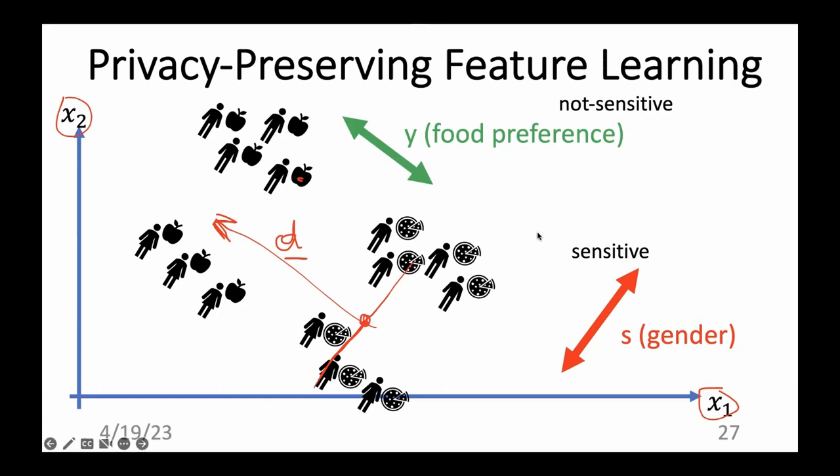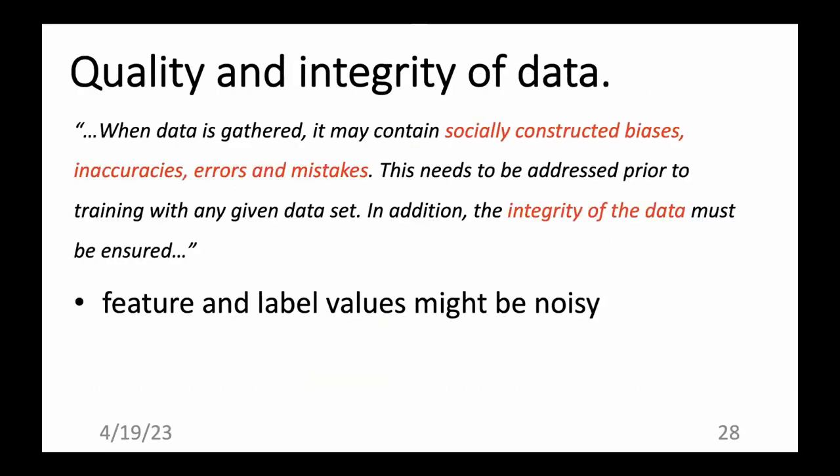So this would be one way to transform the features of a data point to privacy preserving features. And we could then even share these features. Yes, so another aspect of data governance is to be aware of error or the integrity of data.